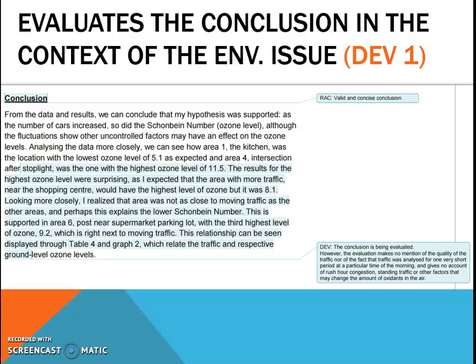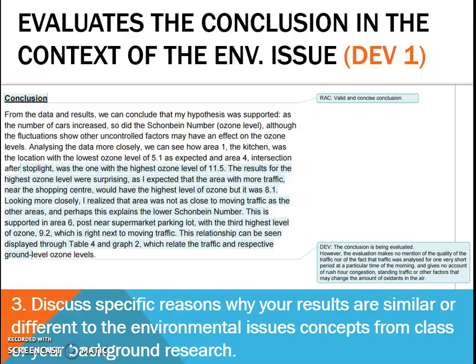They cannot perfectly support their initial predictions, and that I can't be perfect. That's where we're humble scientists. So the big idea of this new section is we have to provide specific reasons why our results are not perfectly aligned or similar, and why they might be different from our initial environmental issue concepts or predictions in the background research. So here in this highlighted blue section, they start discussing why there were some differences.